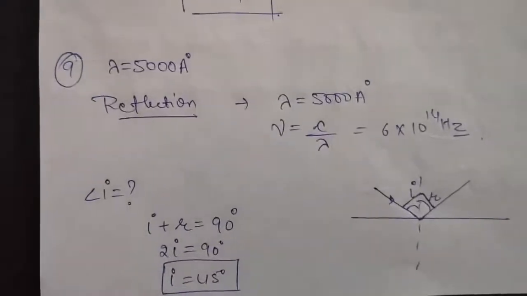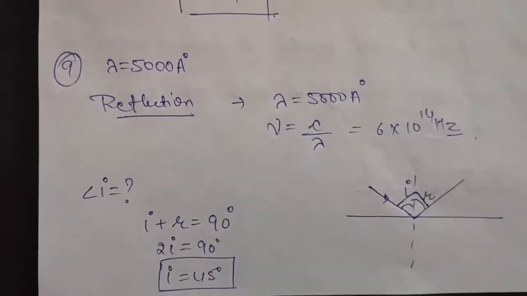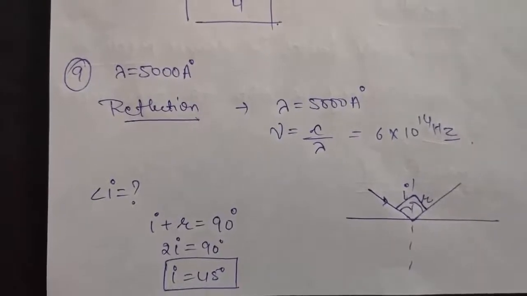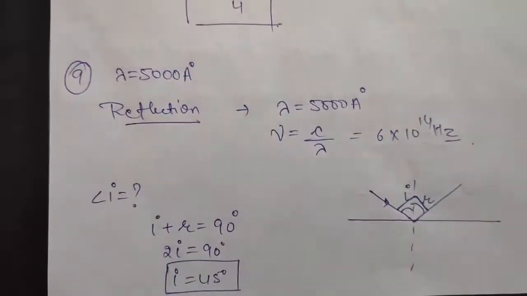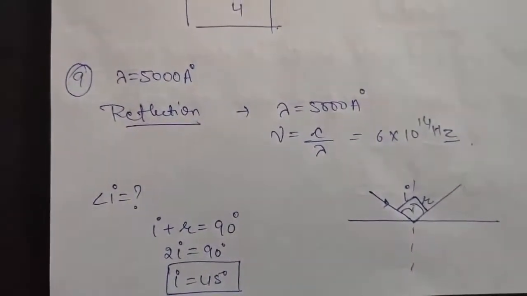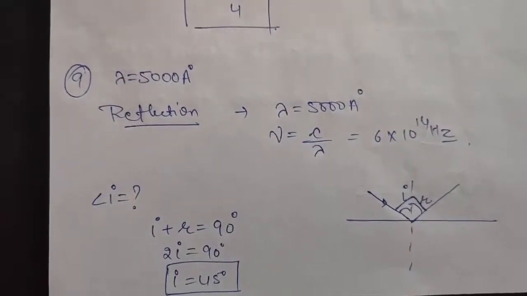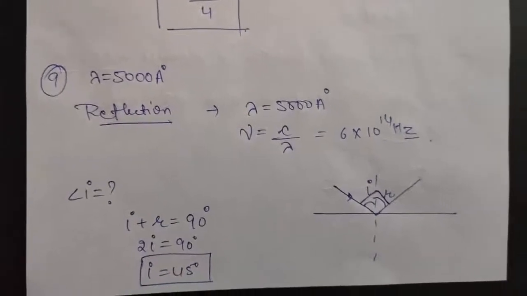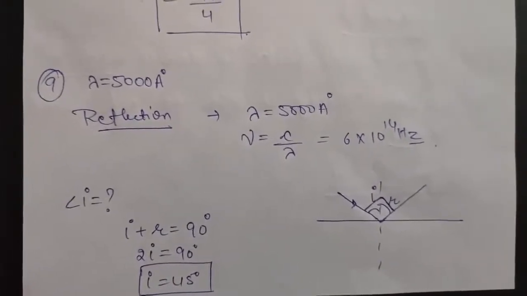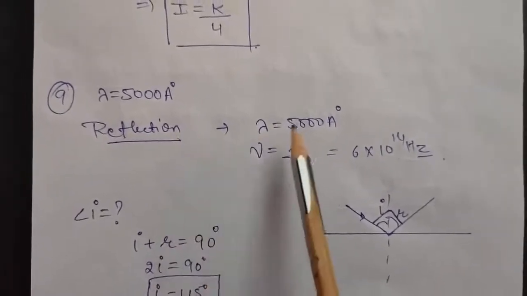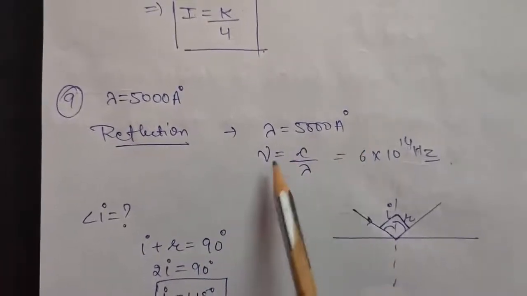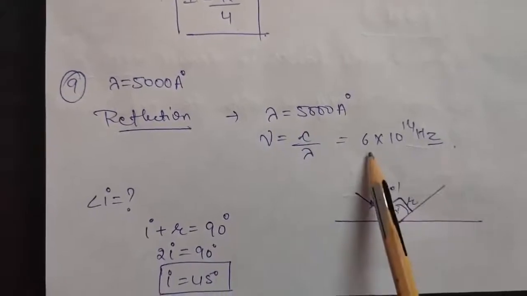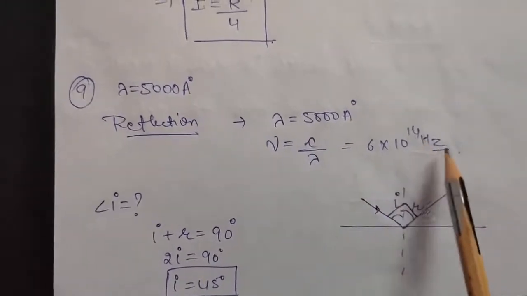Next is question number 9. In that question you are given light of wavelength 5000 angstrom falls on a plane reflecting surface. What are the wavelength and frequency of the reflected light, and for what angle of incidence is the reflected ray normal to the incident ray? So in reflection, your wavelength and frequency of the light remain the same. Therefore your wavelength will remain 5000 angstrom, and you can easily calculate frequency from here, that is c by lambda, that will come to be 6 into 10 to the power 14 hertz.